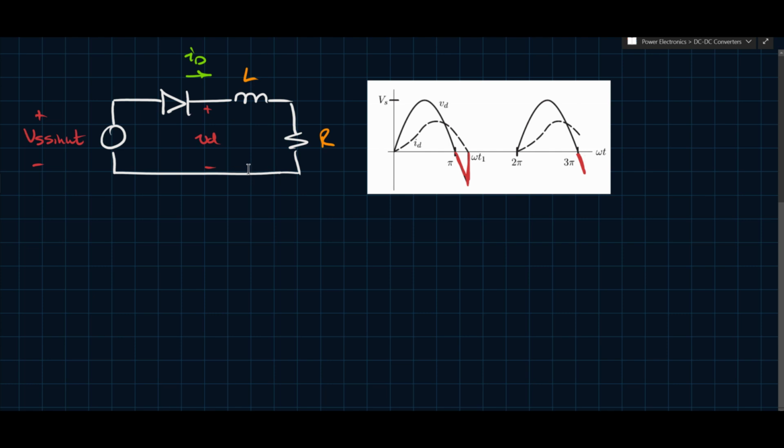So this will happen when Vs is less than 0, and the diode will turn on when Vs crosses 0 from negative to positive. Okay, so that's what I mean when I say these inconsistencies of the method of assumed state. So that's what I did.